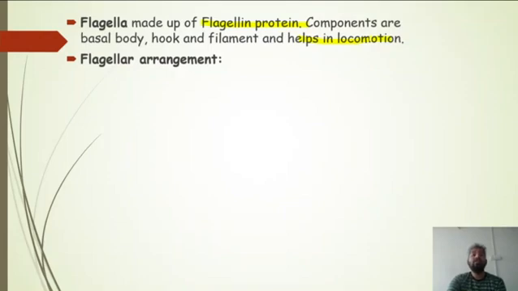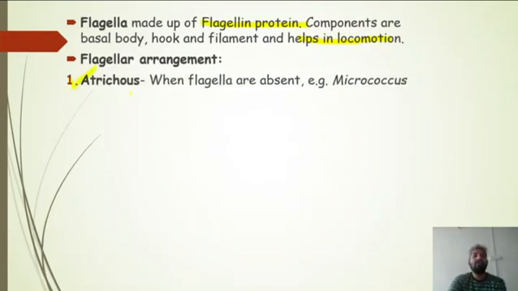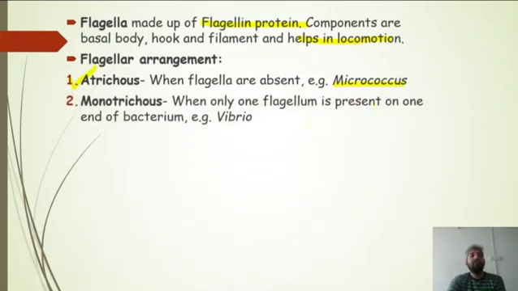Flagellar arrangement. On the basis of flagellar arrangement on the body of the bacteria, they can be of different types. Let us talk about first, atrichous. A means absent, so flagella are absent, as in the case of Micrococcus. I have already told you the cocci bacteria don't have flagella at all. Then the monotrichous. Mono means single, trichous means flagella. So here only one flagellum is present at either end of the bacteria. Say this is a bacteria, so this is a flagellum here. Okay, in the monotrichous.